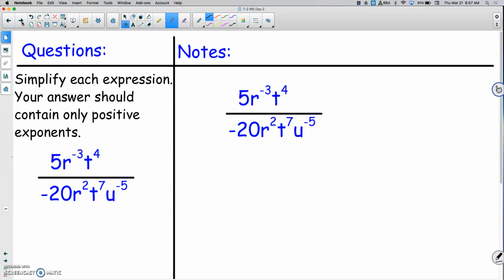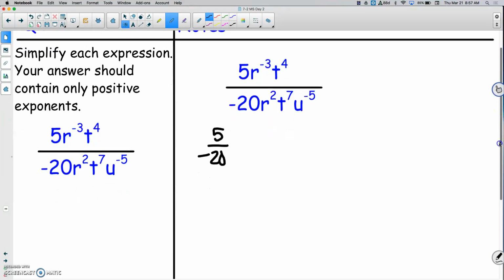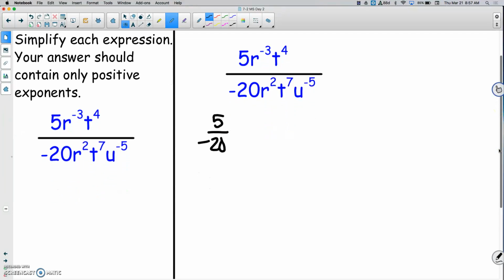Next one, 5 over negative 20. Reduce it like a regular fraction, the coefficients. Remember the negative on this 20, it's not an exponent. So you're not moving it. You're not moving the negative 20 to the top of the fraction. That doesn't make sense for the coefficients. So dividing both by 5 gives me 1 and negative 4.